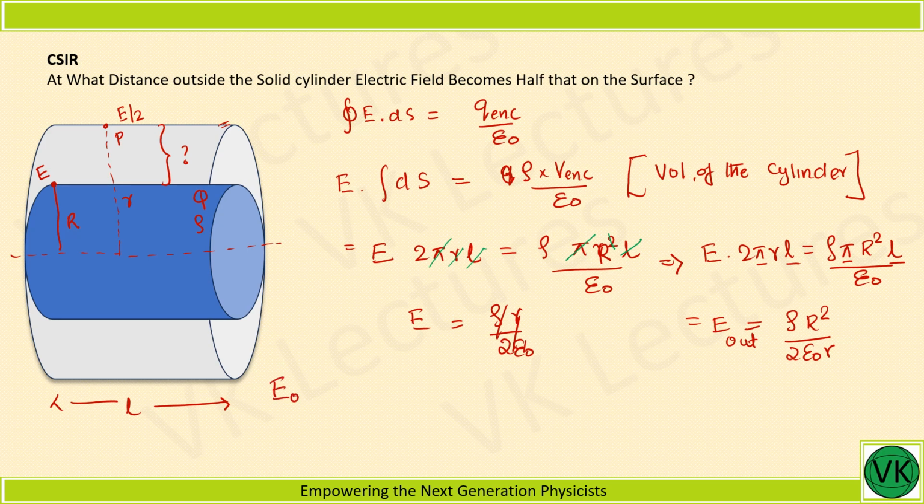So the electric field on the surface, this is what we need. On the surface, small letter r equals capital R, so we get rho R divided by 2 epsilon naught. Now E dash is equal to E by 2, that's equal to rho R divided by 2 epsilon naught into 2, so rho R divided by 4 epsilon naught.